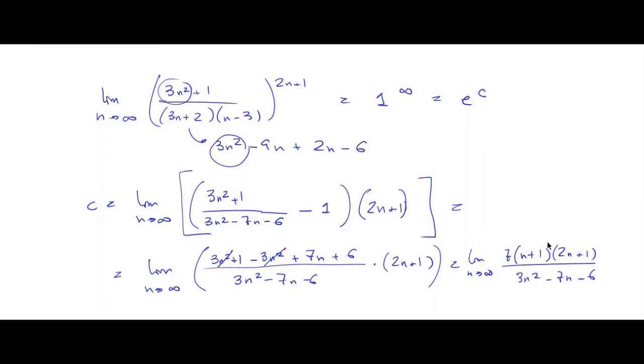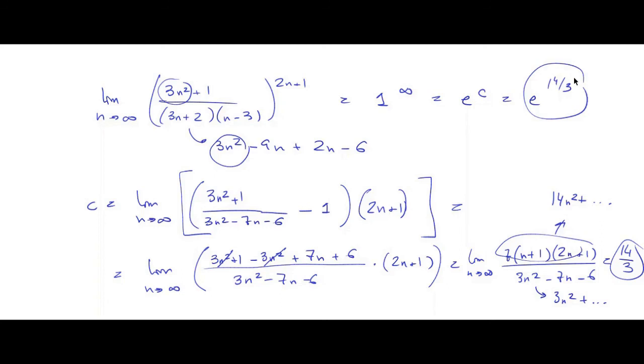And just like before, we have polynomials in the numerator and the denominator, and the limit of this is going to be given by the highest degree of this. So this is something n squared, right? If you expand this, this is going to be 14n squared plus something that's smaller, and the denominator is 3 times n squared plus something that's smaller. So this is 14 over 3. That's the limit. So the limit of this is e to the 14 over 3. Okay? So that's the end of this.